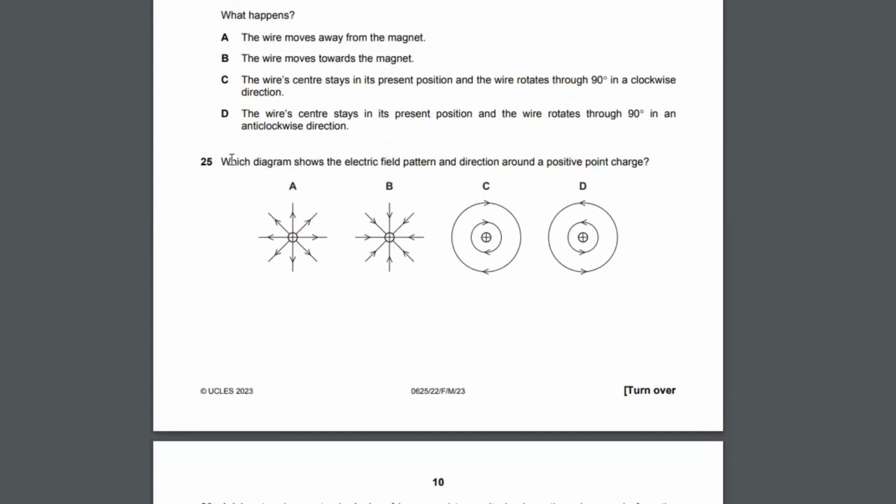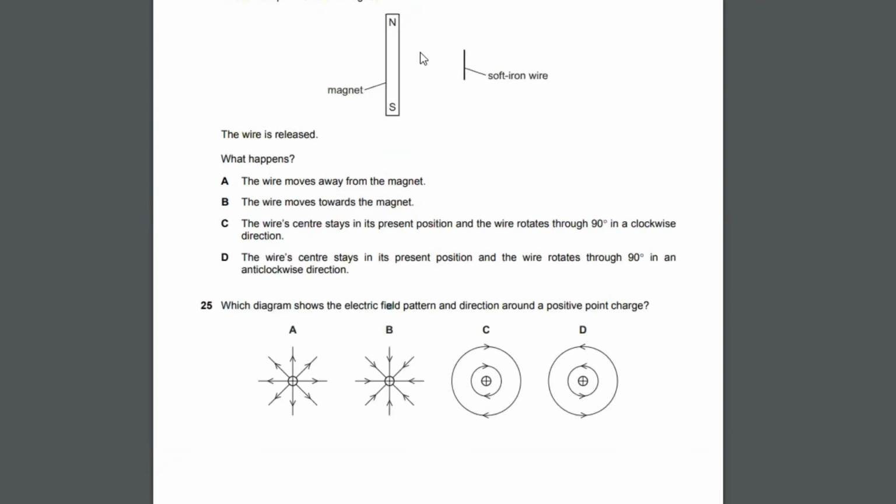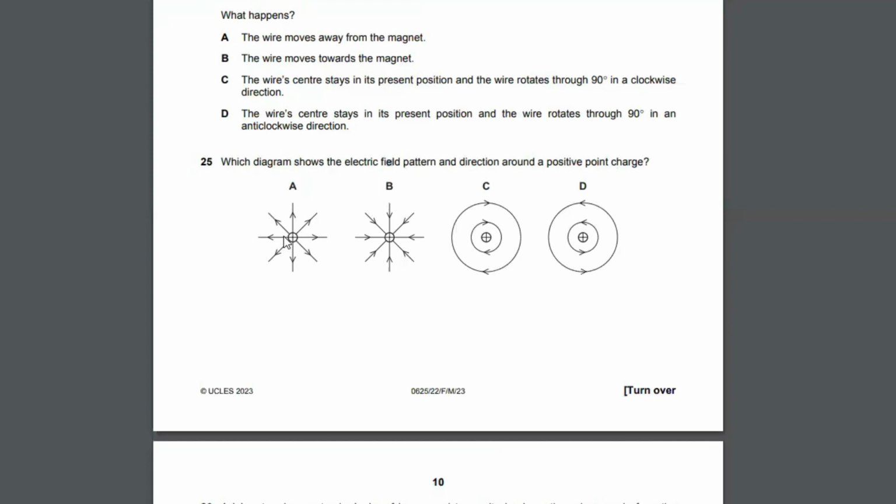Which diagram shows the electric field pattern and direction around a positive point charge? So this is a positive point charge, not a magnet. The plus signs mean these are positive point charges. Normally this would be the magnetic field, but we have been asked for the electric field. So the electric field starts from positive and ends at negative, just like the north pole of a magnet: it starts from north and ends at south. In positive point charges, it will start from positive and end at negative.